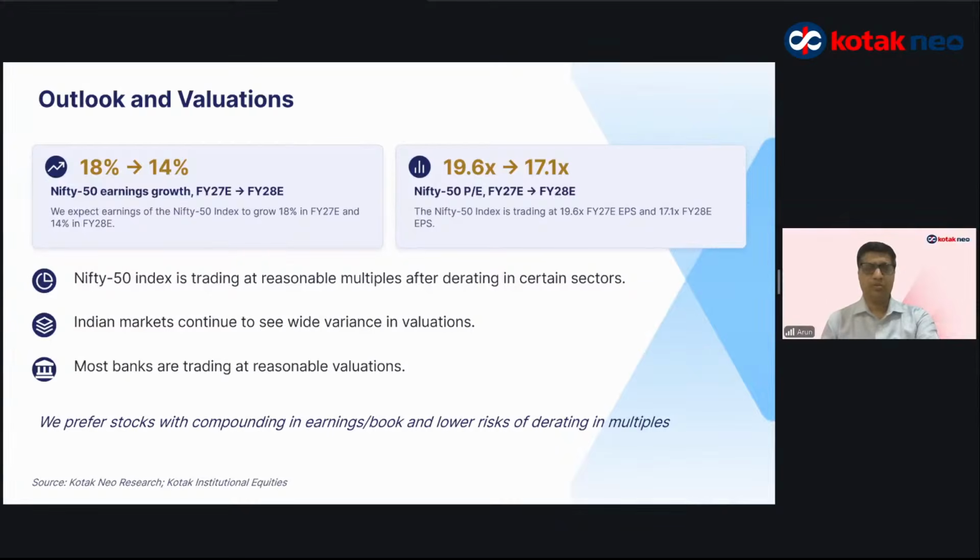In our view, most of the banks are trading at quite attractive valuations. And we continue to prefer stocks which have compounding earnings and also have a lower risk of derating in multiples. So these are some of the stocks that we generally prefer at this point in time. We'll be sharing a few stock ideas with you. I'll start with one. Next slide.